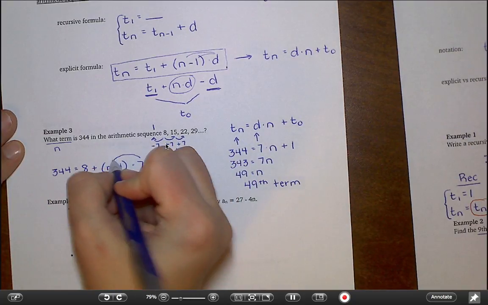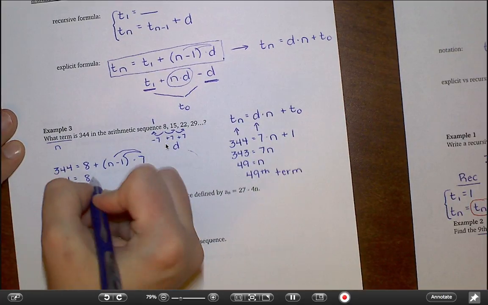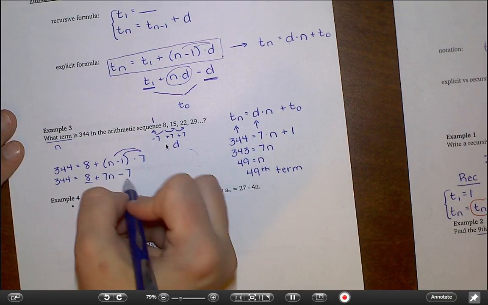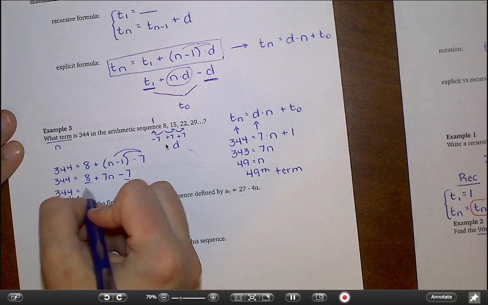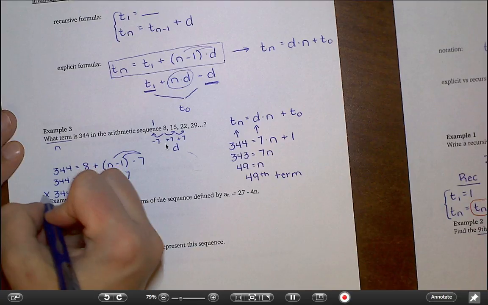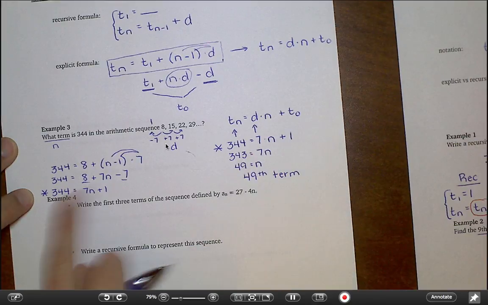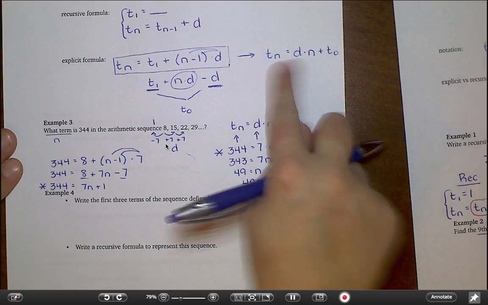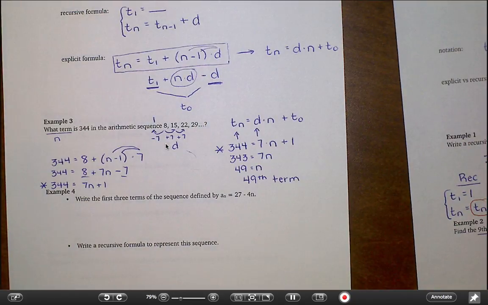So then I would distribute my 7, so I get 344 equals 8 plus 7n minus 7. Then I would combine my 8 minus 7, and I end up with 344 equals 7n plus 1. And gosh, that looks familiar. Isn't that what I had right here? So 344 equals 7n plus 1. And then from there, I'm going to solve it exactly the same way. So again, you can use my put together formula here, or you can use the formula straight from the book. Doesn't matter to me.